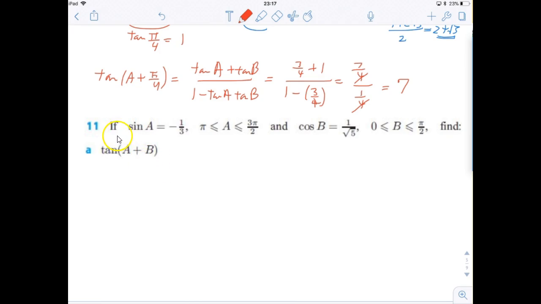Okay, last one, 11. If sine of A equals -1/3, and A is between pi and 3 pi over 2, and the cosine of B is 1 over square root of 5, and B is between 0 and pi over 2, find the tangent of A plus B. Okay, so let's draw triangles that have the sine of A equals -1/3 in this interval, and draw a triangle that has the cosine of 1 over square root of 5 in this interval.